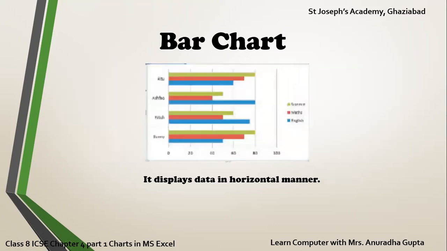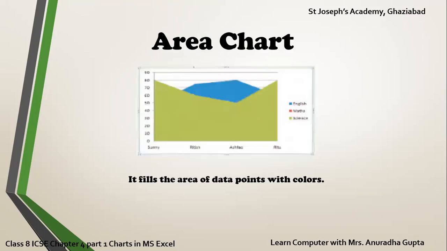Let's move to the fourth type of chart, and that is bar chart. Bar chart displays data in a horizontal manner, or we can say it is just the opposite of a column chart. Move on to the fifth type of chart, that is area chart. It fills the area of the data points with colors.